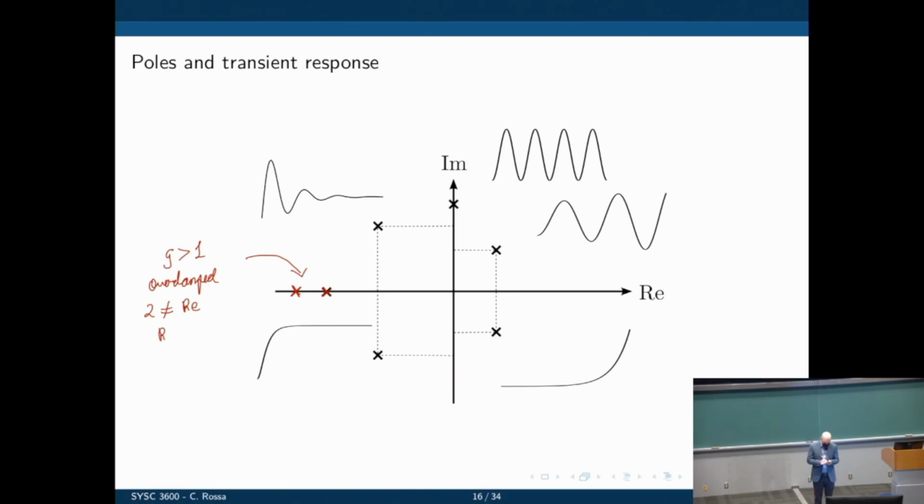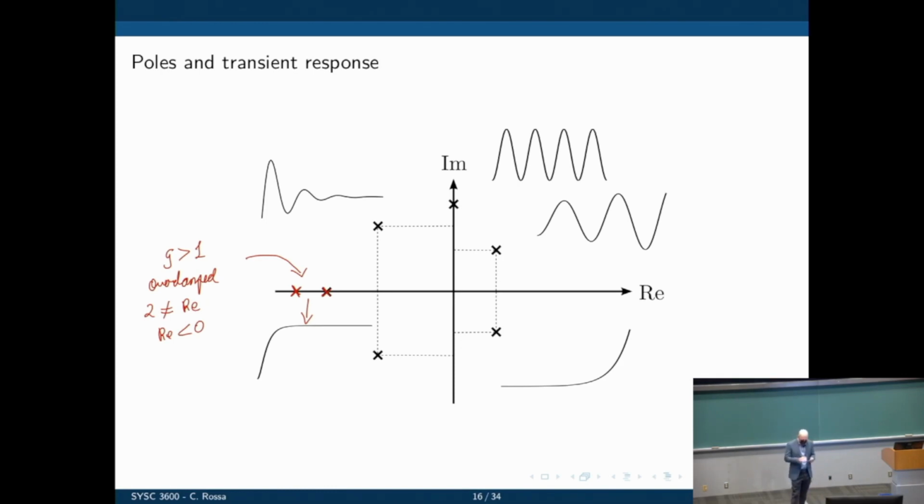But in the real part is smaller than 0. When that happens, the time response is only an exponential waveform. So long as the poles are lying on the negative real axis, that's what we should see. That's case number 1.